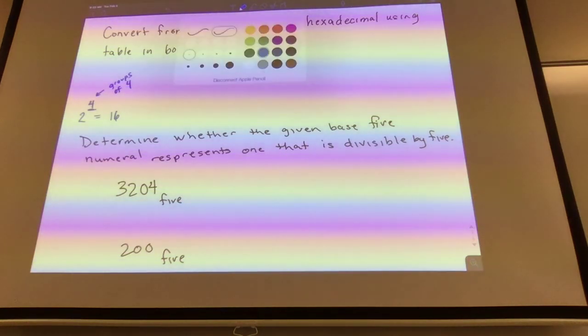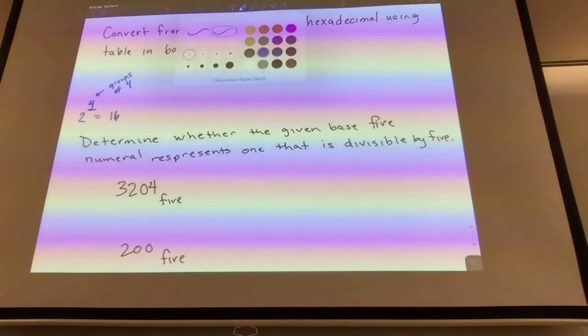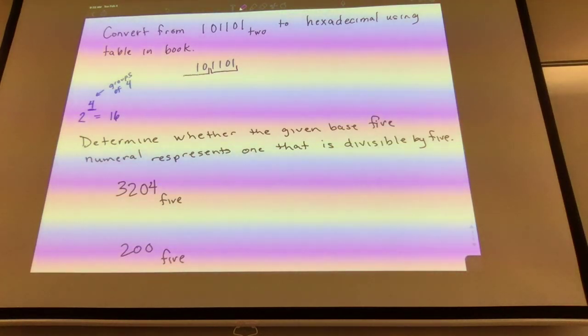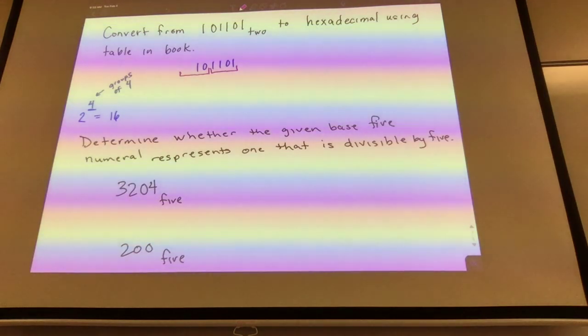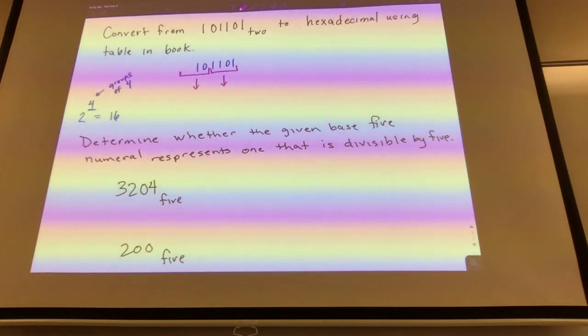So if we have the original, I have 1, 0, 1, 1, 0, 1. And you start from the right. 1, 2, 3, 4. 1, 2, 3, 4. Even though they're not there, just go over 4 units. It's just 0, 0, 1, 0. Okay? And then we need to go down and find which table? The hexadecimal table, and find out what the values are for 10 and 1101. So let's go there.